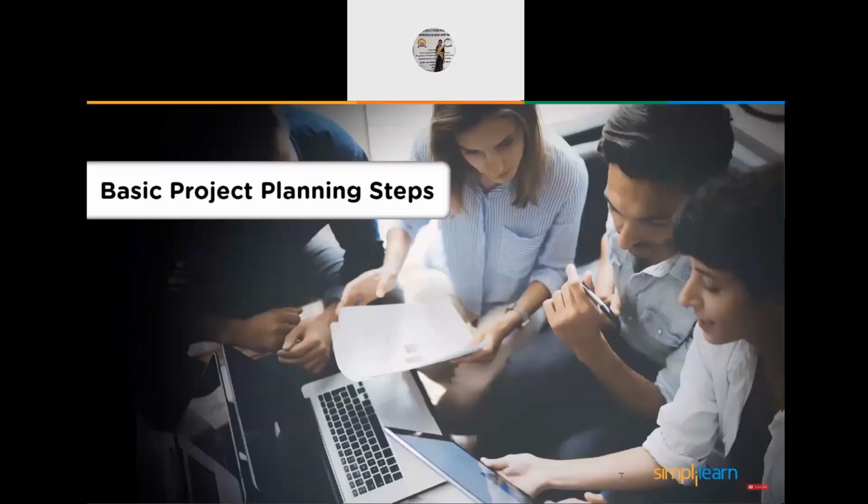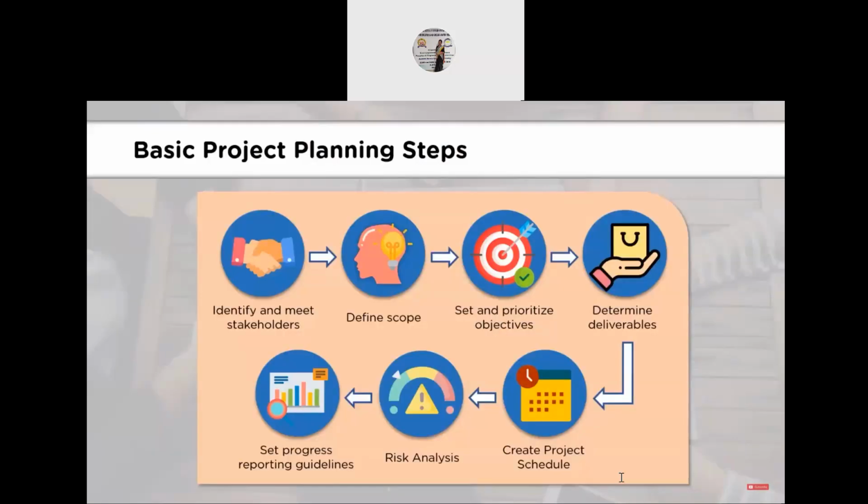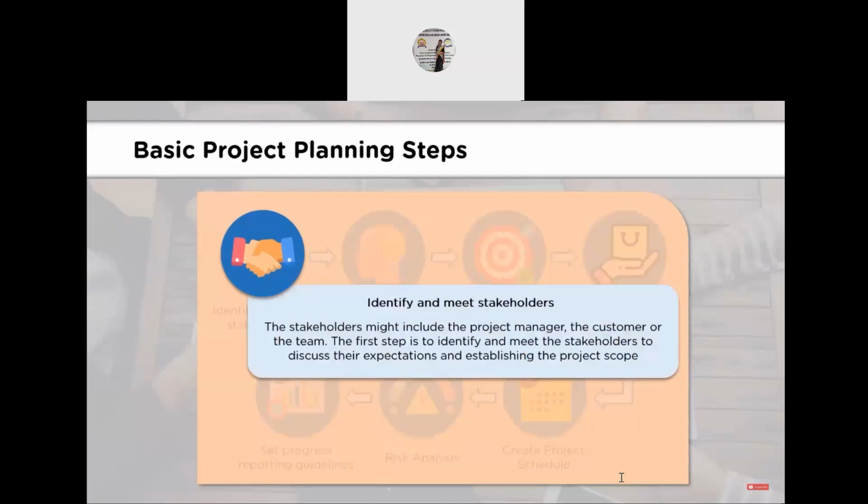Now, when we know about different tools for project planning, it becomes essential that we know the necessary steps of project planning. There are 7 steps in project planning. Let's have a look at each of them in detail. The first step is identification of stakeholders. As we have discussed, stakeholders could be anybody. They could be a part of the team or a project manager or a customer.